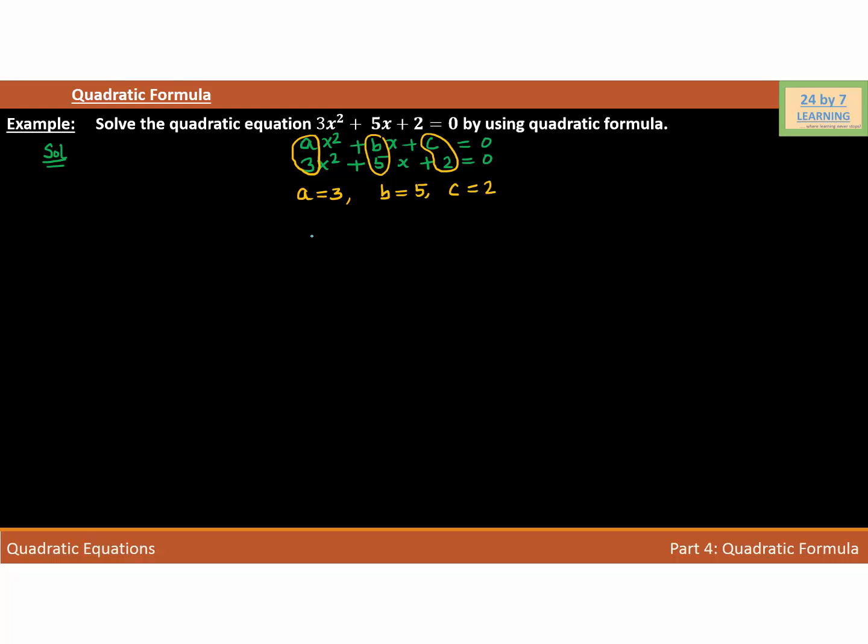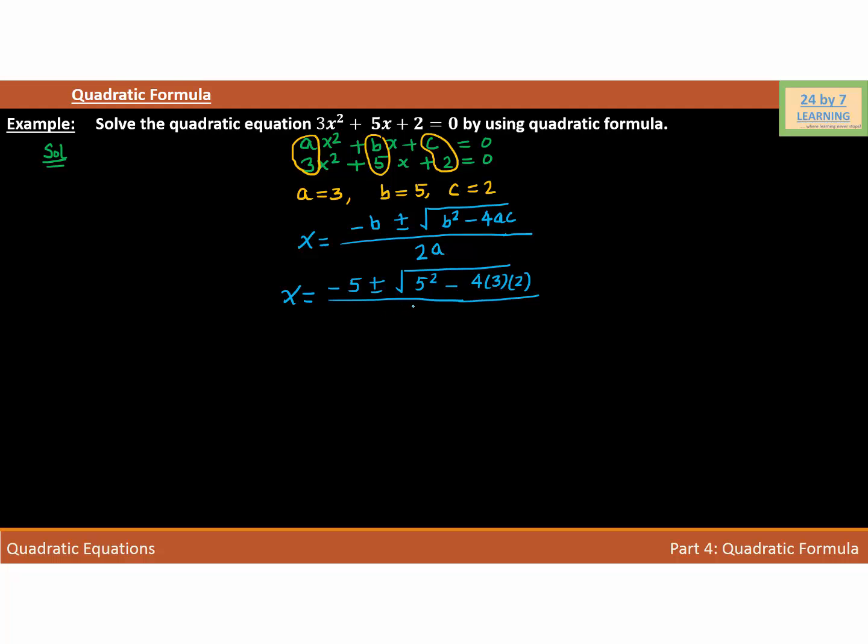Now let's write the quadratic formula. I will write x is equal to negative b plus minus square root of b squared minus 4ac over 2a. Now let's substitute the values a equals 3, b is 5, and c is equal to 2 in this formula. If we do that, we will write x is equal to negative 5 plus minus square root of 5 squared minus 4a, my a is 3 and my c is 2, so I will write 2, over 2 times a, so 2 times 3 because my a is 3.